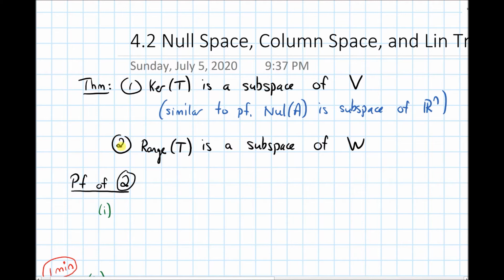I will give a proof for part 2, however. So part 2 is that the range of my transformation is a subspace of W. And like we just saw in that previous picture, the range lives inside of W. And now we'll be showing that not only does it live in W, it is a subspace of W. Okay, so let's prove 2.